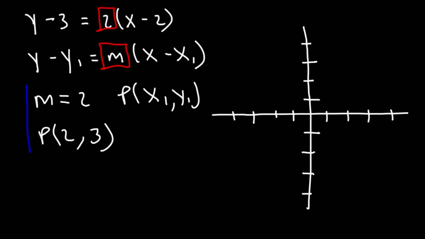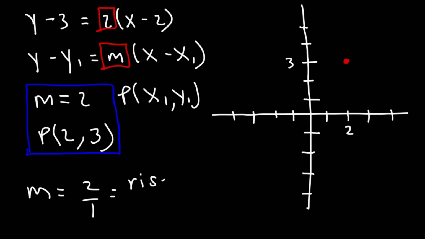So with this information, we can graph it. We have a point and a slope. So let's plot the point 2, 3. So here is 2, 3. The x value is 2, the y value is 3. And then we can use the slope to get the next point. The slope is 2, so we have a rise of 2 and a run of 1. So we can go up 2 and over 1 to get the next point. So that's going to be 3, 5.